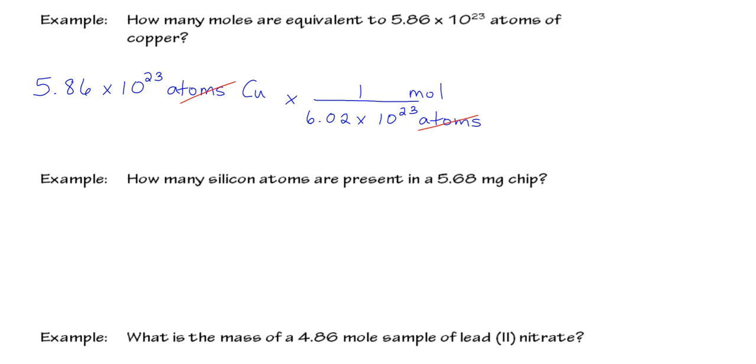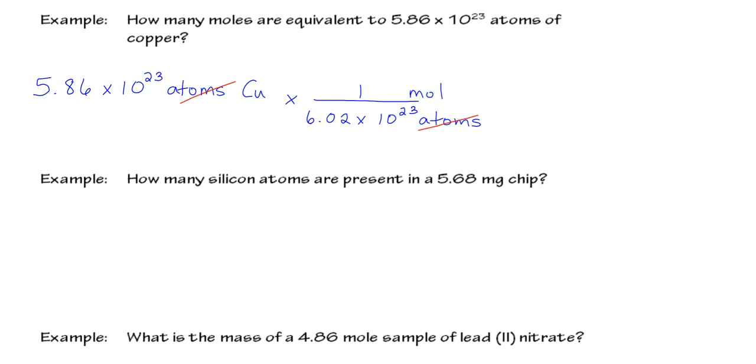You could also make this a little easier on yourself if you're plugging it in your calculator and both of the exponents are times 10 to the 23rd. You can kind of cancel that. So in your calculator, you can just go 5.86 divided by 6.02. If they're not both times 10 to the 23rd, you can just plug them in your calculator or you can kind of simplify.